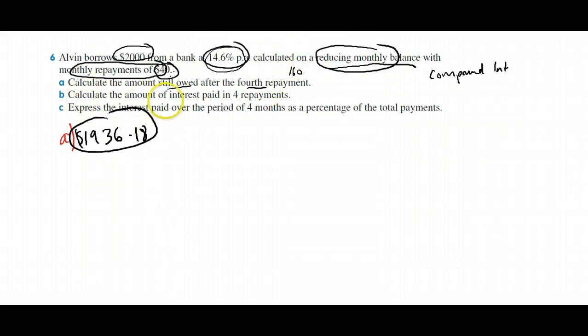Okay, in part B we have to calculate the amount of interest paid in 4 repayments. The amount of interest paid in 4 repayments.